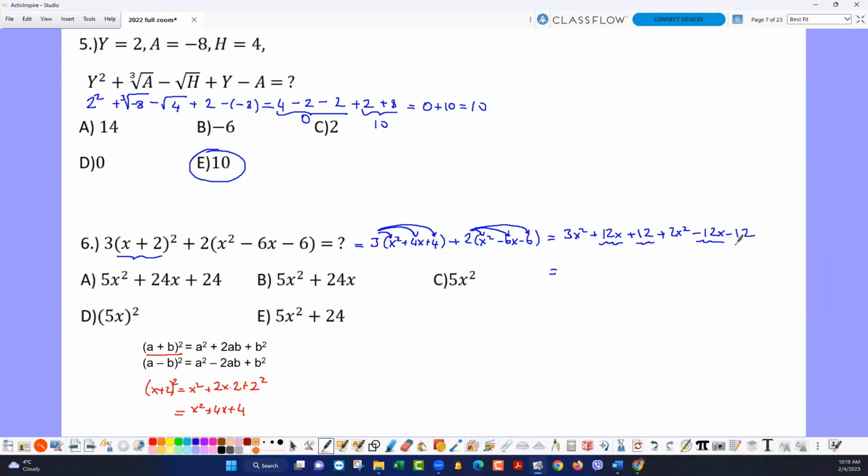Here, this one and this one have different signs, and I can do like this for these two. So they are going to simplify each other. And here, this one and this one are going to simplify each other. So only 3x squared and plus 2x squared are left, which is equal to 5x squared. That's also C.